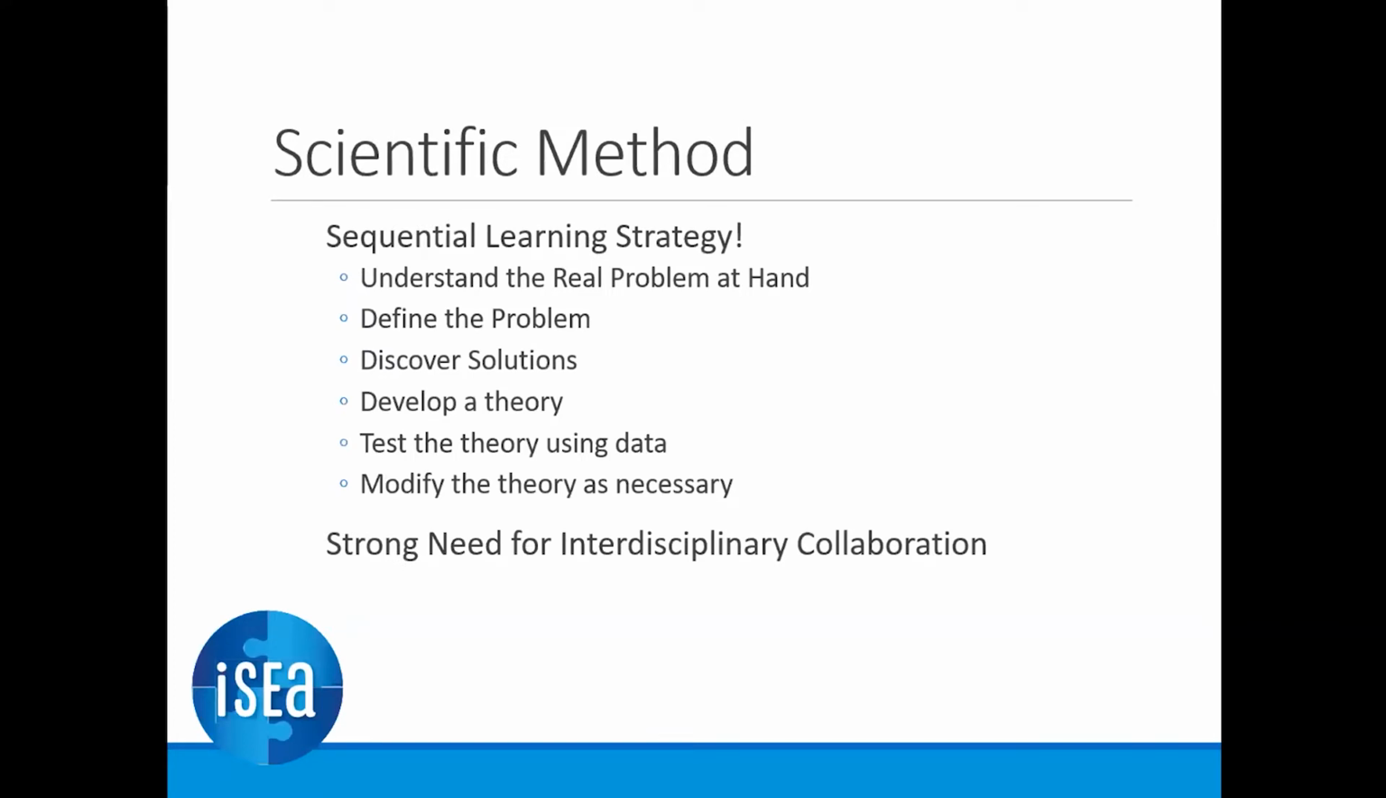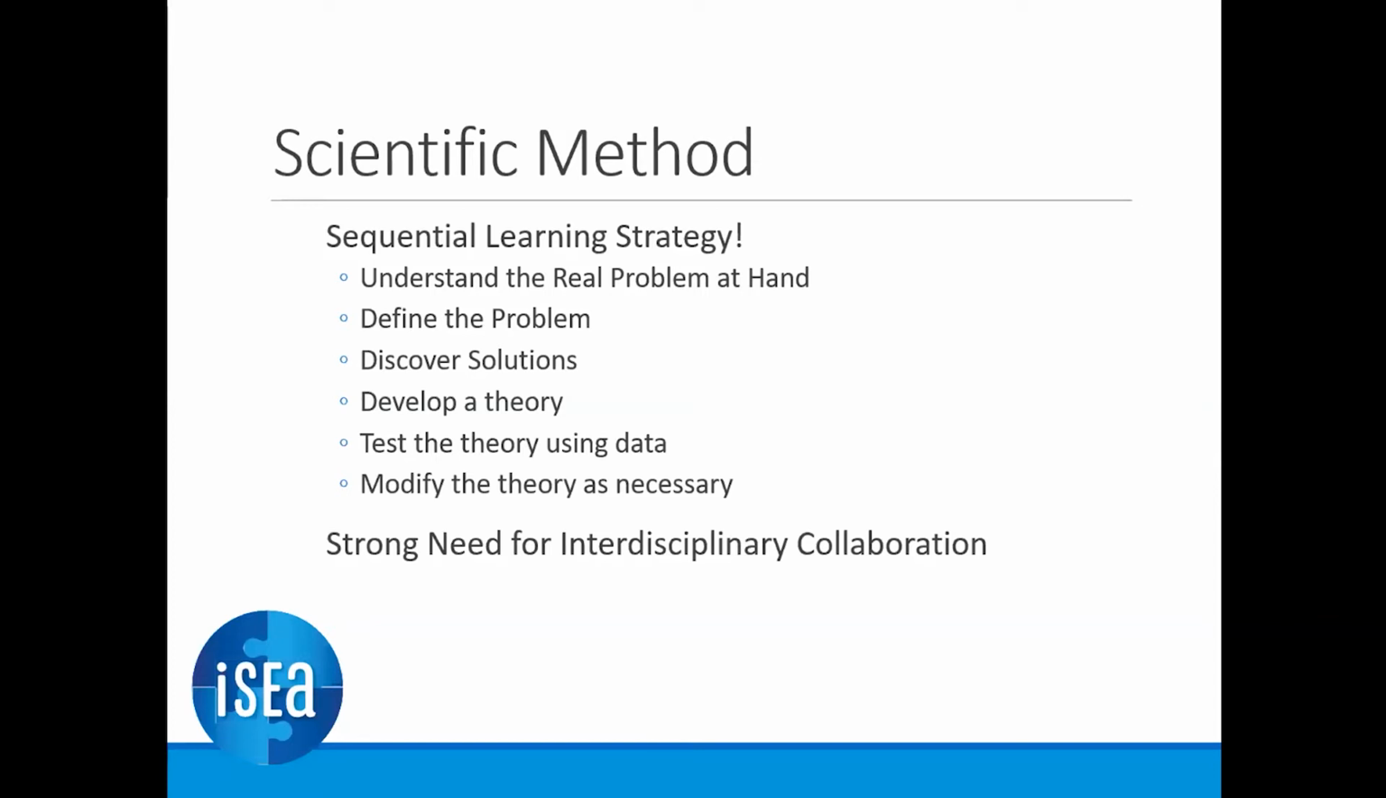So what's the scientific method? It's ultimately a sequential learning strategy. I mean, Box hit this right on the head. You know, Box would always begin just about every class, every course with, here's the scientific method. And there's a reason why he would do that. You got to start with what's the real problem? If you don't understand the real problem, you have no chance to come up with a solution, not an appropriate one. Once you understand it, you got to define it.